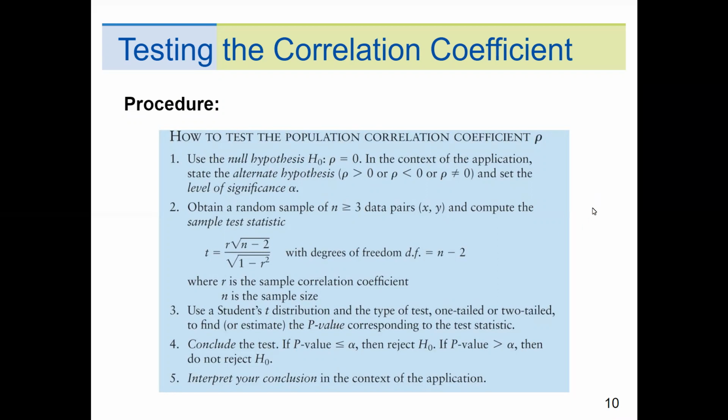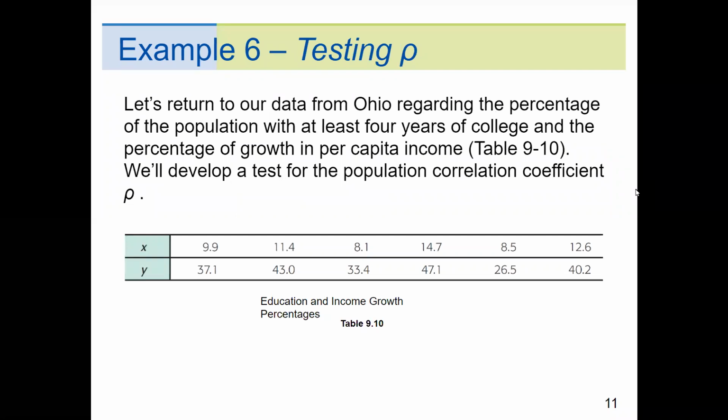All right. Let's return to our data from Ohio regarding the percentage of the population with at least 4 years of college and the percentage of growth in per capita income. We'll develop a test for the population correlation coefficient rho.